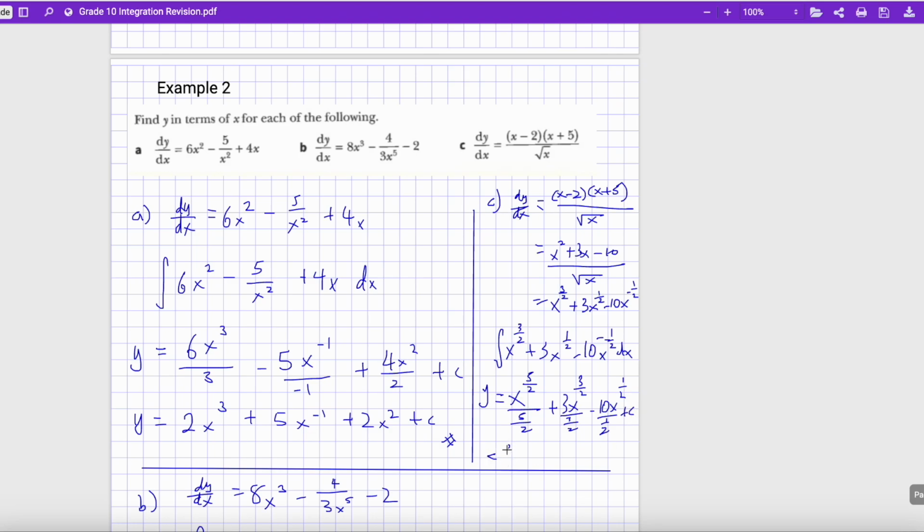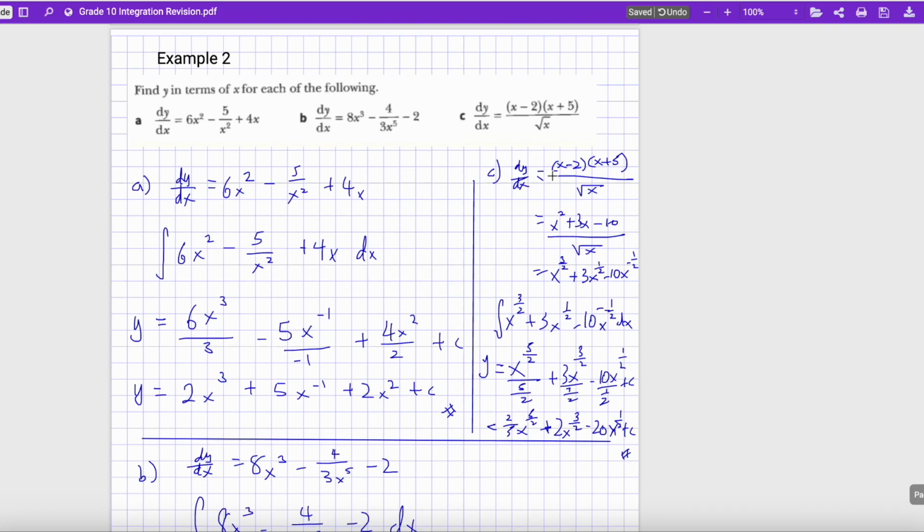So this will be 2 over 5 x to the power of 5 over 2, plus 2x to the power 3 over 2, and minus 20x to the power of half, plus c. Alright? Sorry, it's a bit small, but I hope you got the same answer. Okay, that's example 2.